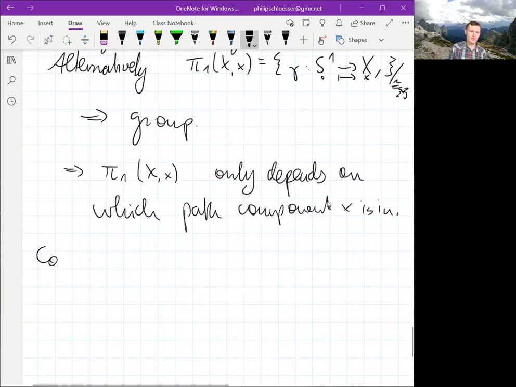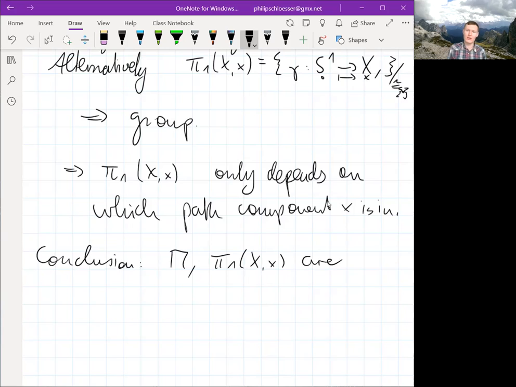Yeah, I guess conclusion: capital Pi and pi1 are topological invariants that are even homotopy invariant.